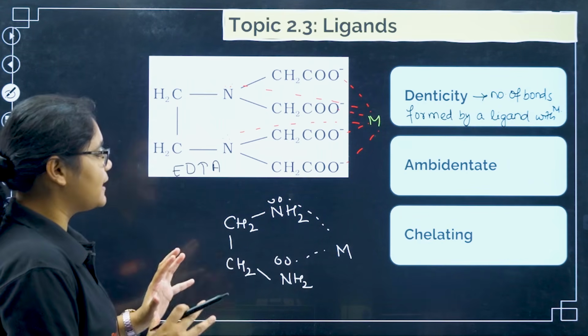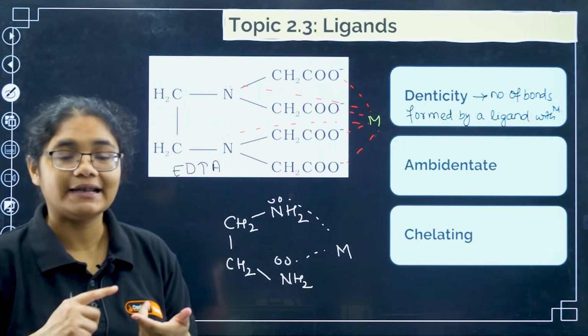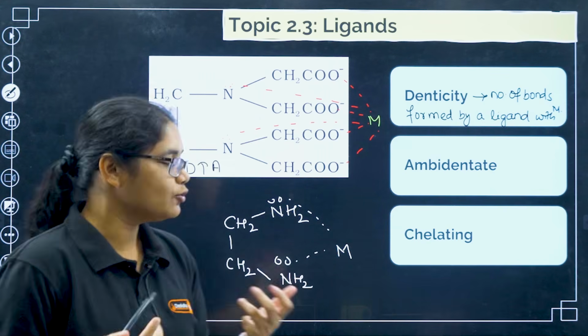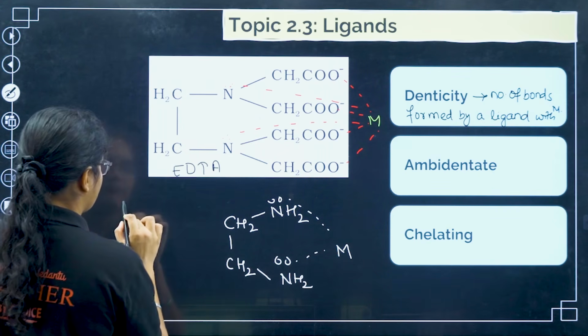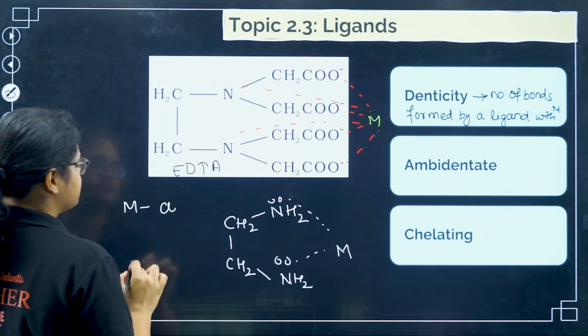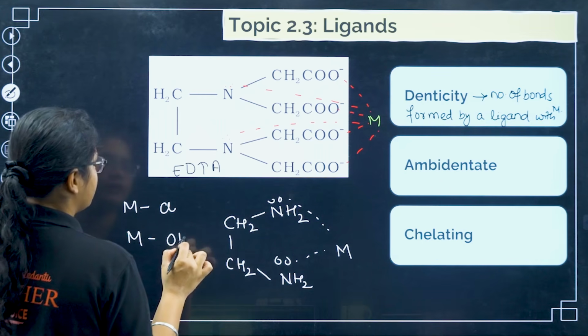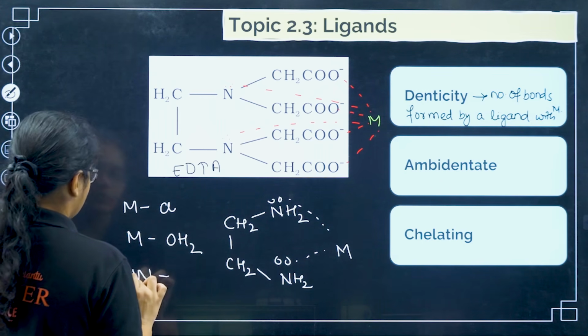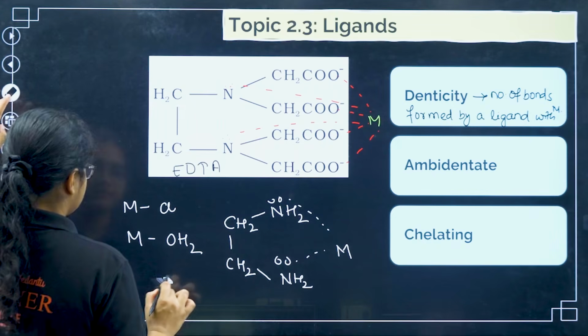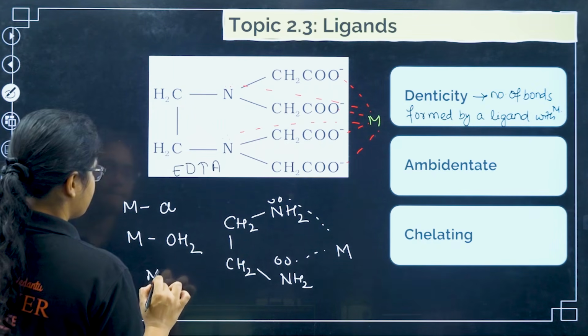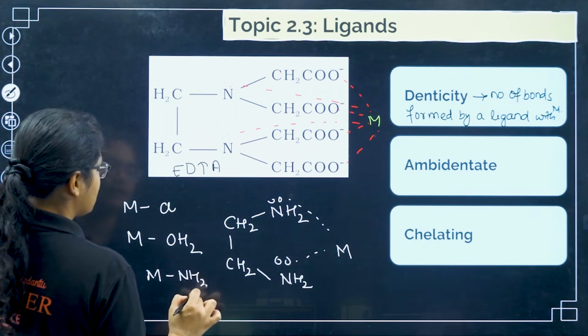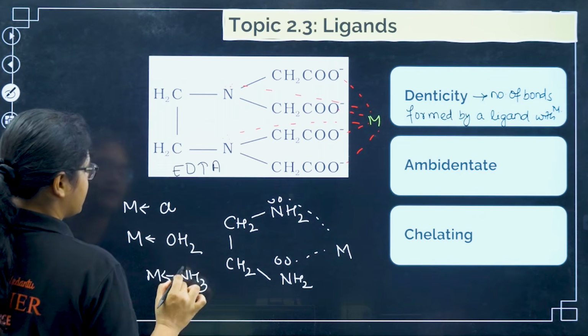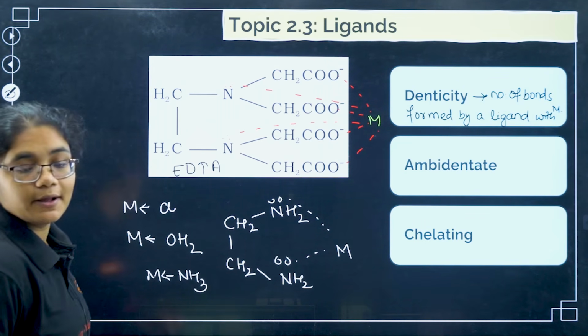Getting? So these types we have: monodentate, bidentate, tetradentate and hexadentate. Monodentate, you can see, normally if I have a metal and a Cl ligand is present, or if you have a water ligand, or you have an NH3 ligand, I'll draw it like this, NH3 ligand. So these are all monodentate ligands because they are forming single bonds with the metals.